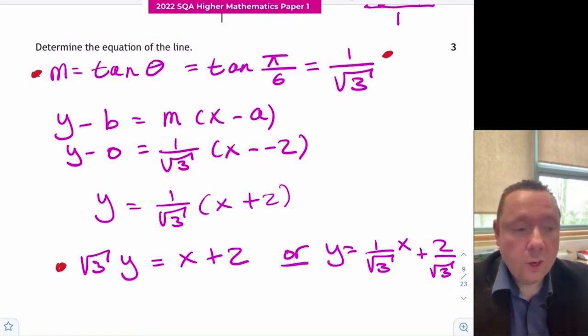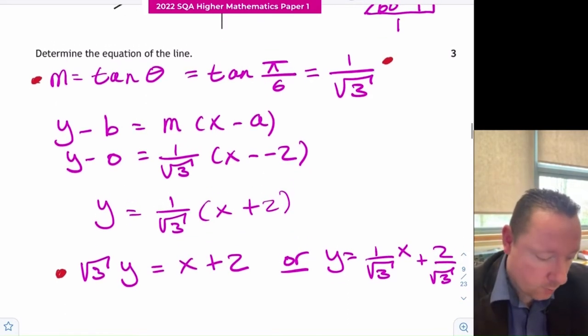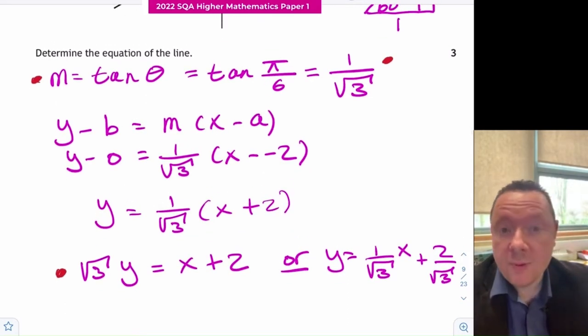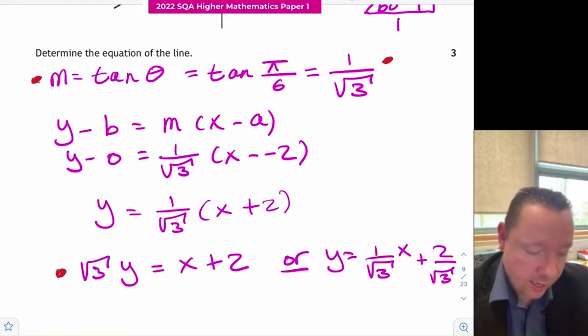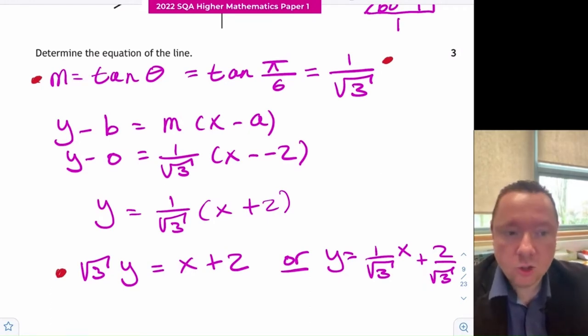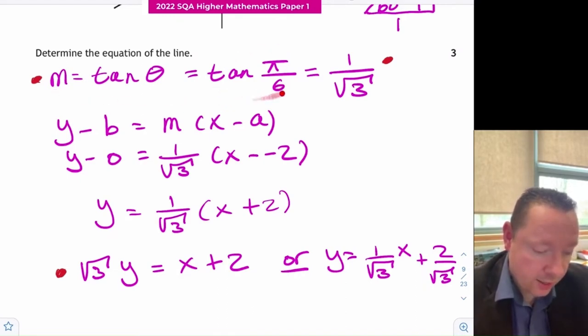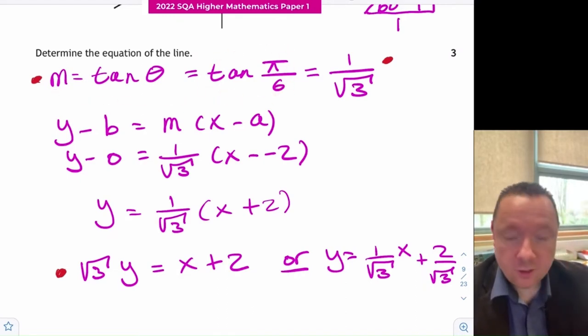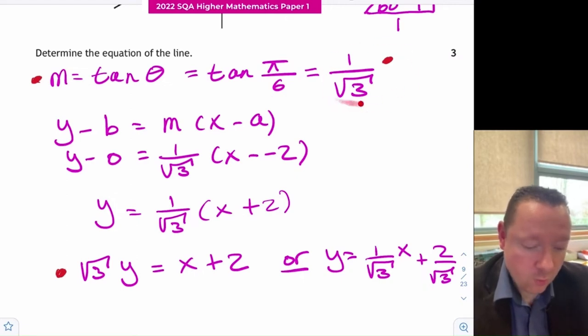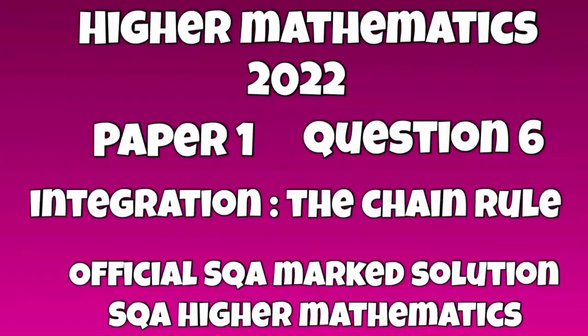A little note on where you would lose marks in this question. For the first part, if you go m is the inverse tan of pi over 6, tan to the minus 1, you would lose the mark. You have to write tan pi over 6, not inverse tan. But you still get marks 2 or 3 if you went forward from there. To be very clear, to get your final marks on this, you really had to write m equals tan pi over 6 for your first mark. Work out that, which is 1 over root 3. If you had written m equals tan something else, you would lose that mark, but you could gain it at that point and then fall through.